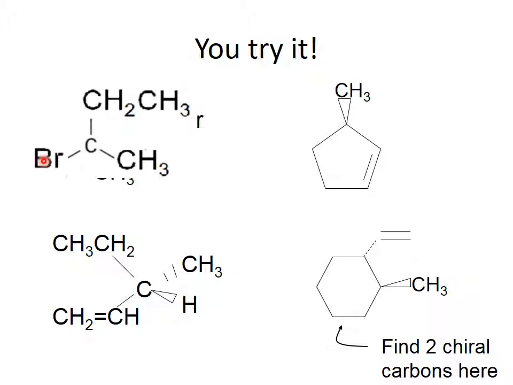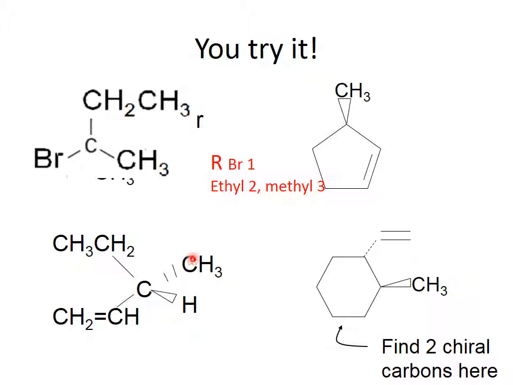If I rotate it in my head and put the carbon-hydrogen back, you would find the bromine is here, ethyl is here, and the methyl down here. And again, you can see that's clockwise rotation, so it is R. Go ahead and pause the lecture and do this molecule, and then I'll go through it with you.